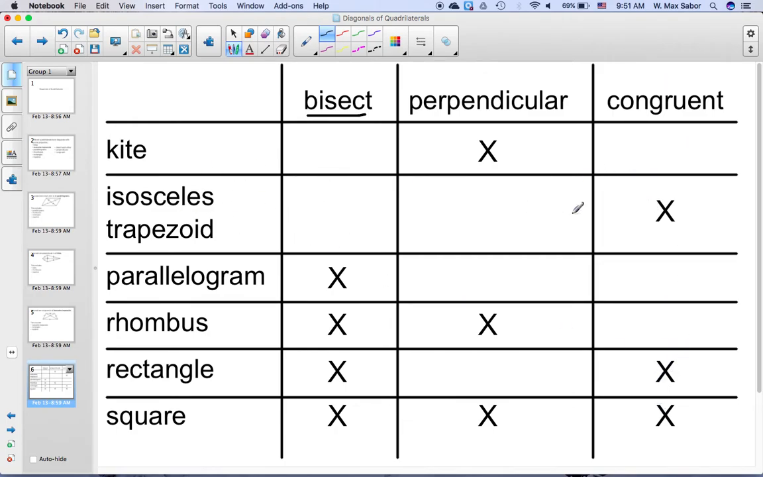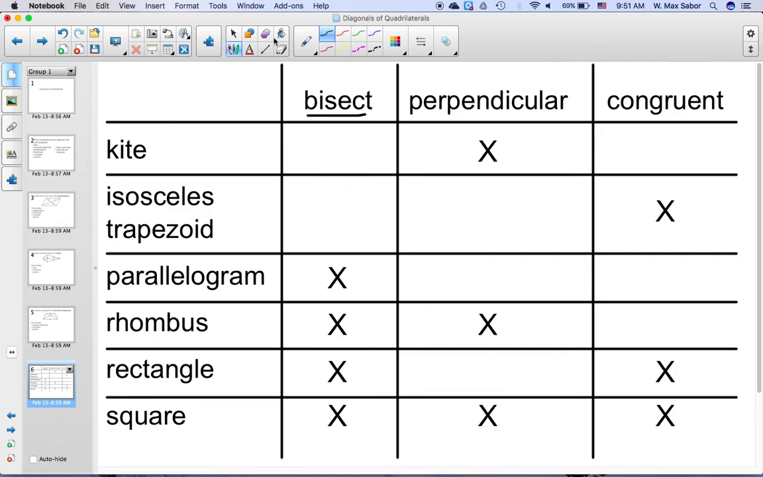You can look at this horizontally, saying, oh, parallelograms, their diagonals bisect each other. Rhombuses, they bisect each other and they're perpendicular. Rectangles, they bisect each other and are congruent. Squares, they bisect each other, they're perpendicular, and they're congruent. So you need to know the definitions of these shapes.